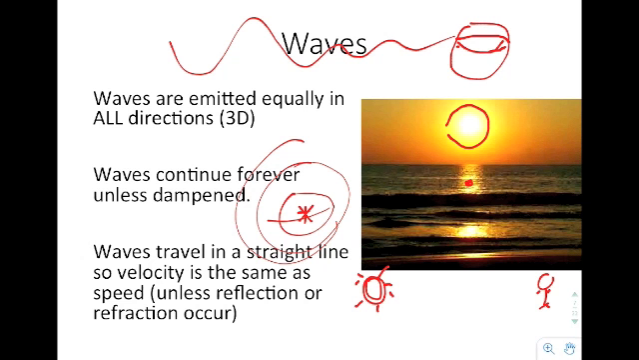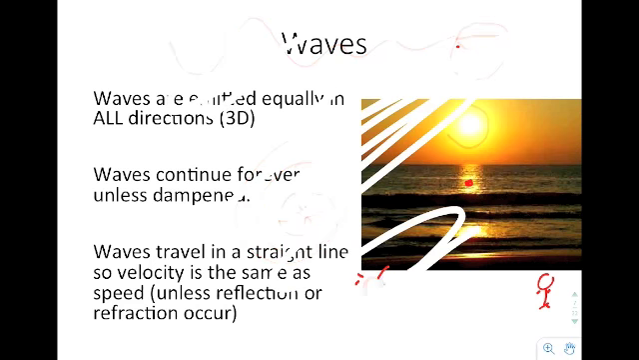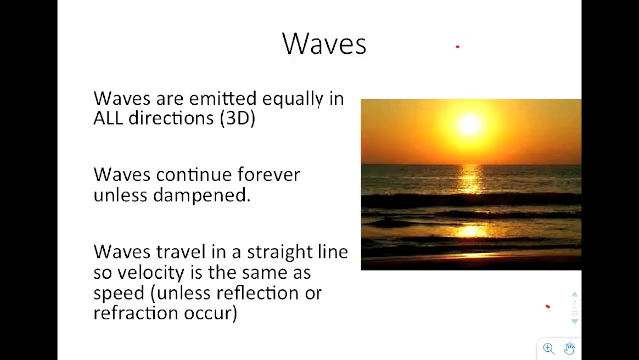Same thing with sound waves. When you get further away from a source of a sound, it gets quieter because the energy has been dampened a little bit. So waves travel in a straight line. Unless you have something that we'll talk about later called refraction, we're going to assume that waves travel in a straight line. That means if I have a wave here and I can hear it, the reason why I can hear it is because that wave traveled in a straight line.